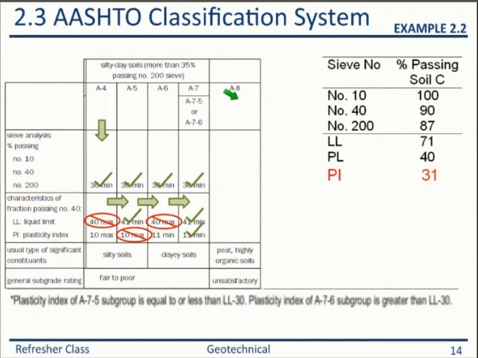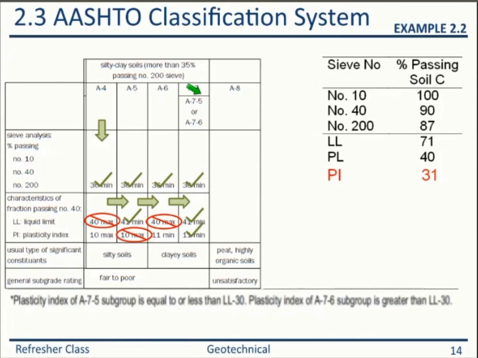We will never classify A-8, that's a peat or organic soil. They will never ask you, okay? There are other methods to classify that soil. So for this soil sample C, without doubt, it is A-7.